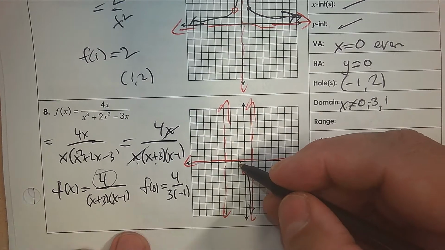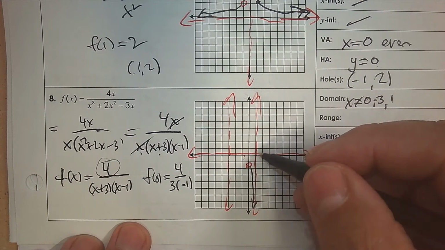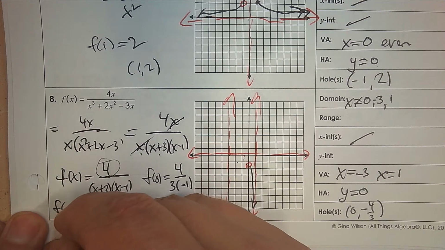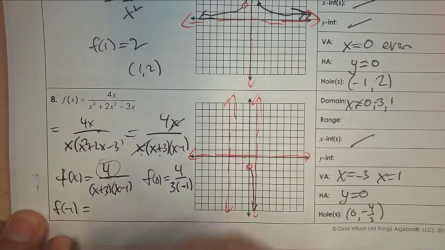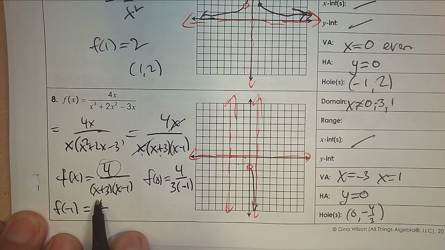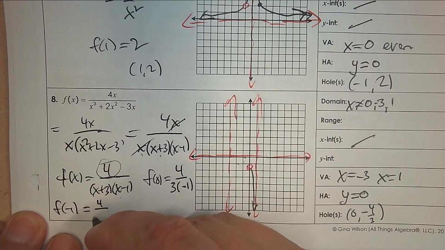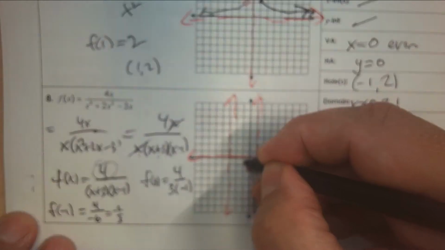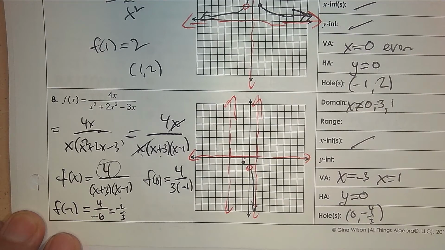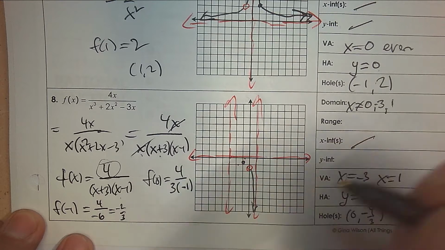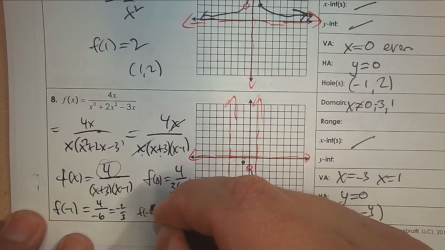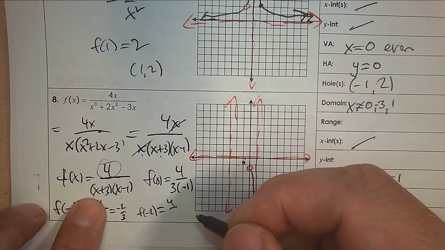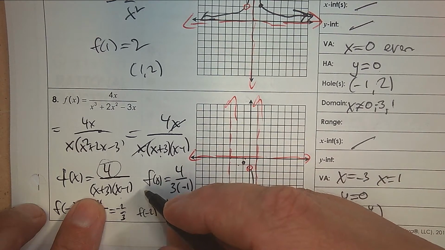And I also know that we could plug in numbers to see what's going to happen. So if I plug in negative 1 or negative 2, you can see what answer you get. So if I plug in negative 1, I get 4 over 2 times negative 2, so that's negative 6. So I get negative 2/3. So it actually is going up a little. If I plug in negative 2, I get 4 over 1 and negative 3. That's negative 1/3.